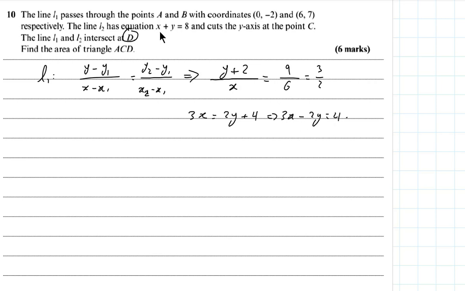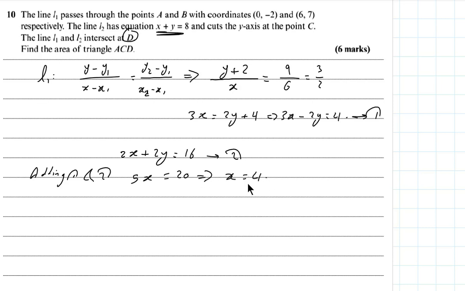The required now is to solve this equation with x + y = 8. Okay, I will multiply this equation by 2 to be 2x + 2y = 16. I call it number 2 and this is number 1. By adding 1 and 2, 3x plus 2x we have 5x, 2y minus 2y will be cancelled, and 4 plus 16 will be 20, and in this case x should be 4. Since x + y = 8, y also should be 4. So the coordinates of D is (4, 4).